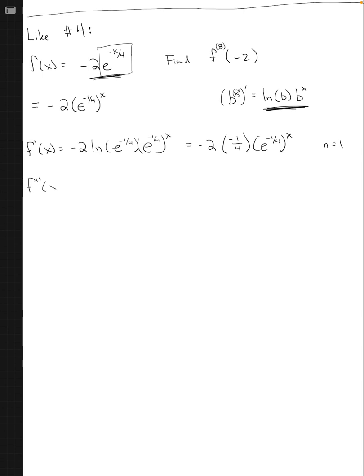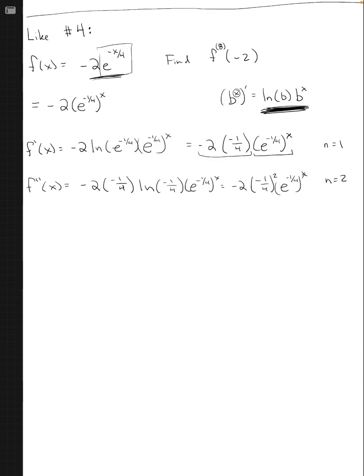So I take the second derivative. Got to at least have 2 pieces to find a pattern. Right, so this is going to be all those constants over again, using the constant multiple rule. Then using this rule here, this becomes ln of negative 1/4 times e to the negative 1/4 x. So this becomes negative 2 times negative 1/4 squared e to the negative 1/4 x. And this is for n equals 2.